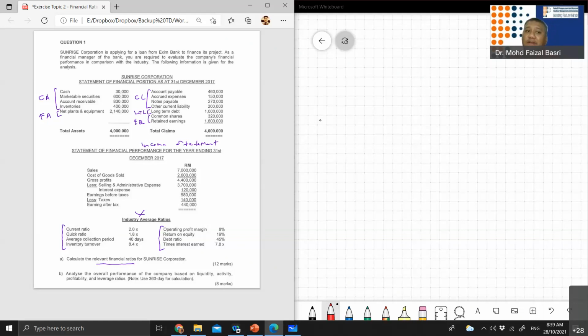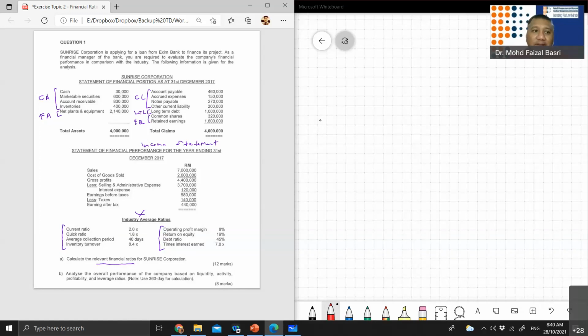Must be from the relevant subsector ataupun from the same subsector. You cannot choose one from F&B, another one from hotel, another one from oil and gas. You cannot compare that way. When we do financial analysis, you can only compare companies from the same industry. Cannot compare from different industries because the nature of business is different. So it's not fair if you want to compare. So that's why the term they use, you have to compare apple to apple. So you need to compare companies within the same industry.